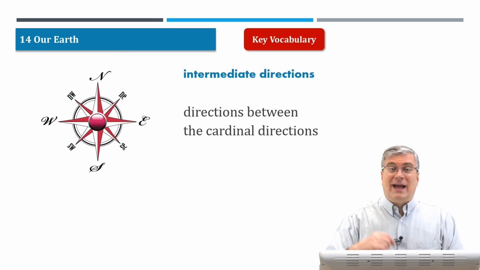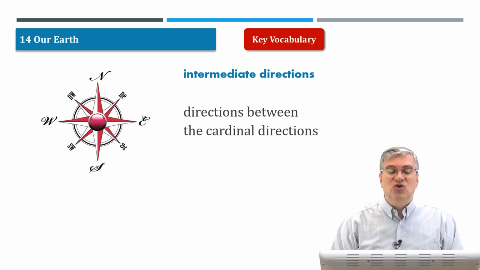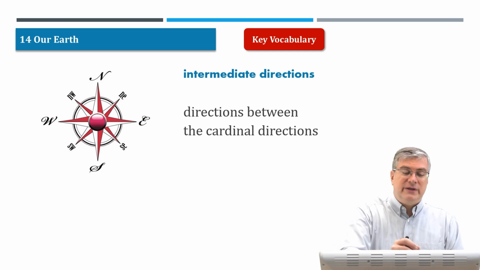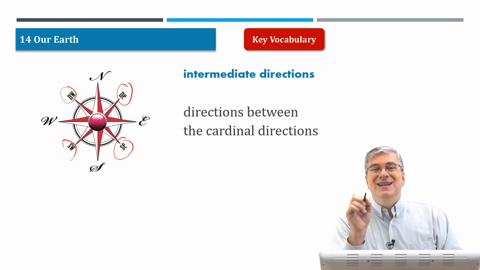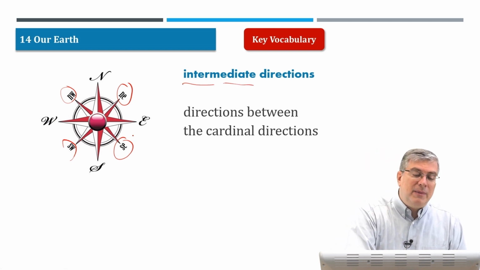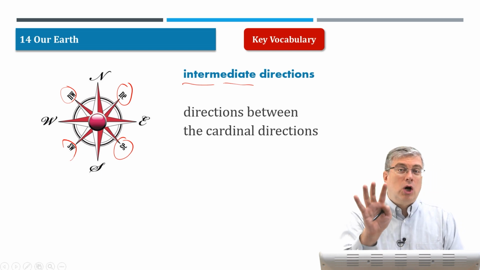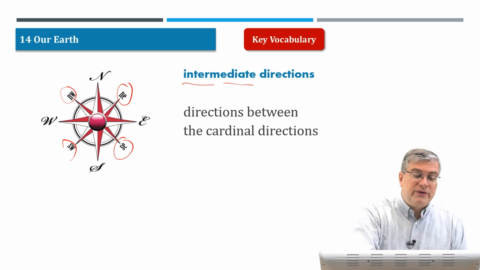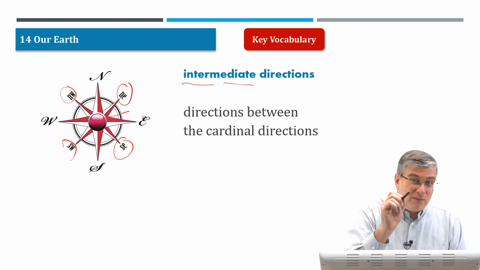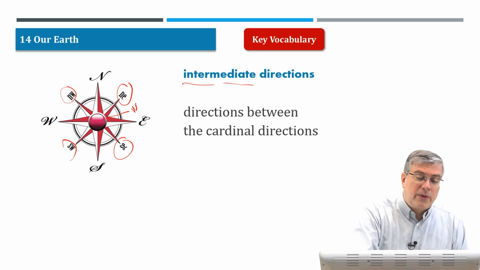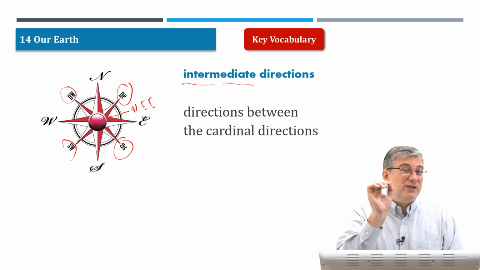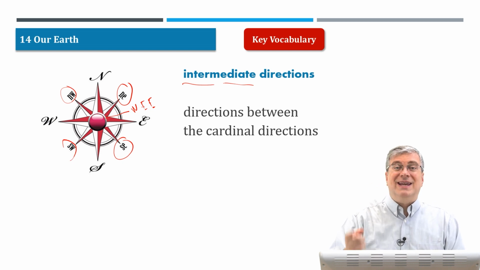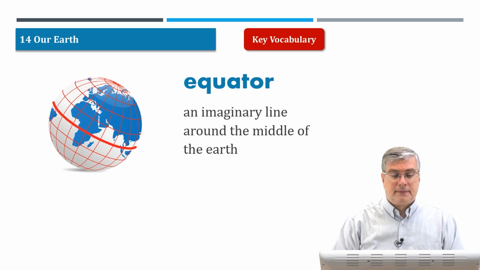Intermediate directions, that's what I just talked about, right? Directions between the cardinal directions. And we see that on this map. Northeast, northwest, southwest, and southeast. Those are the intermediate directions. Intermediate, they come in between the four cardinal directions. And as I said before, you can also break it down even more specifically and say northeast, east, right? So you can also do that, okay, to be more specific. So cardinal directions and intermediate directions.